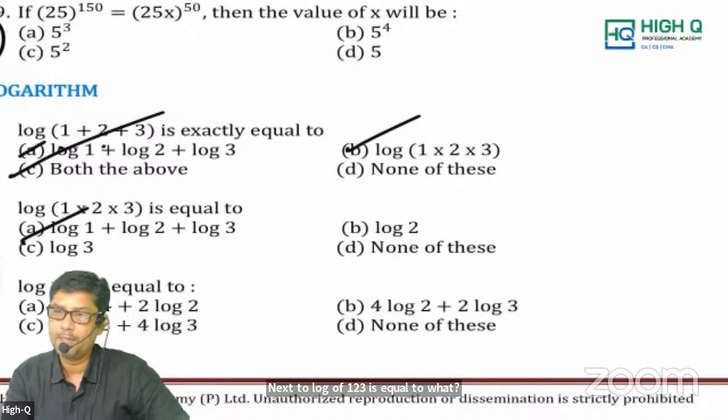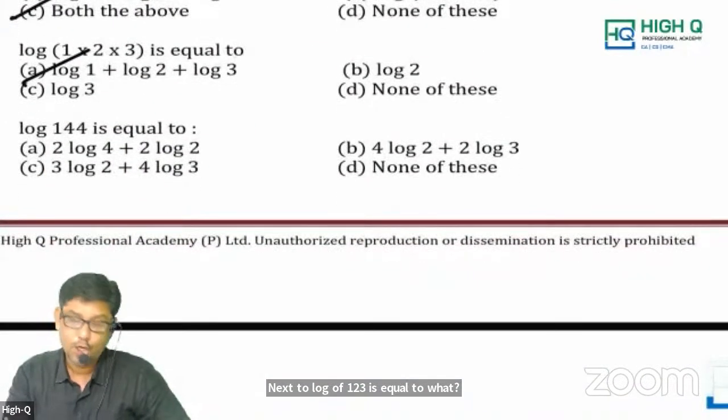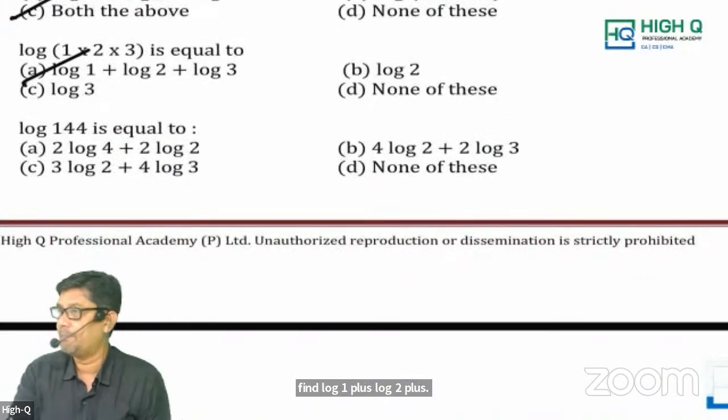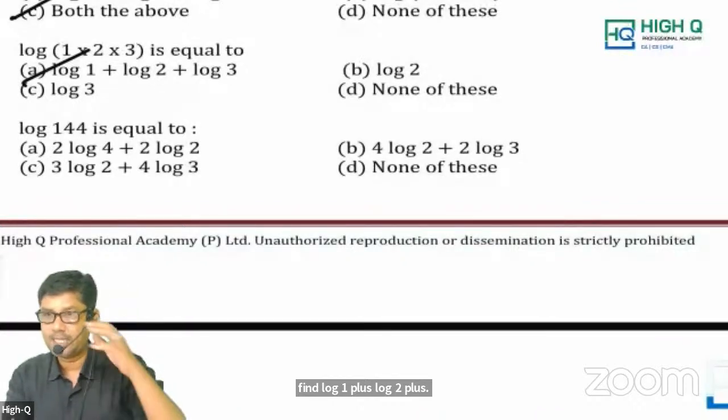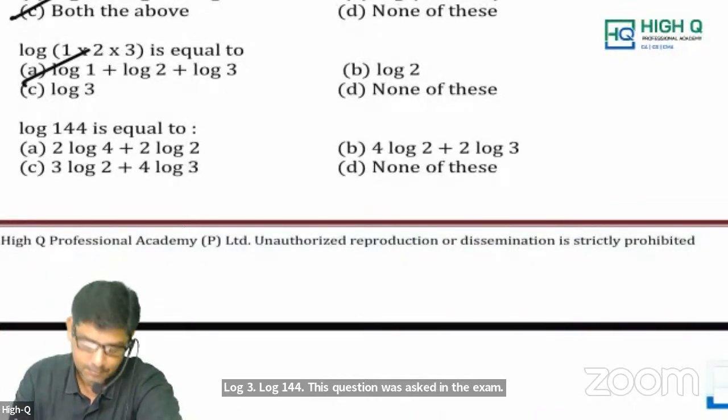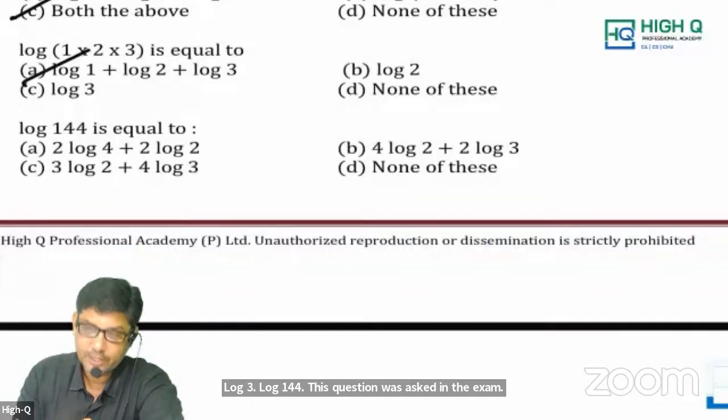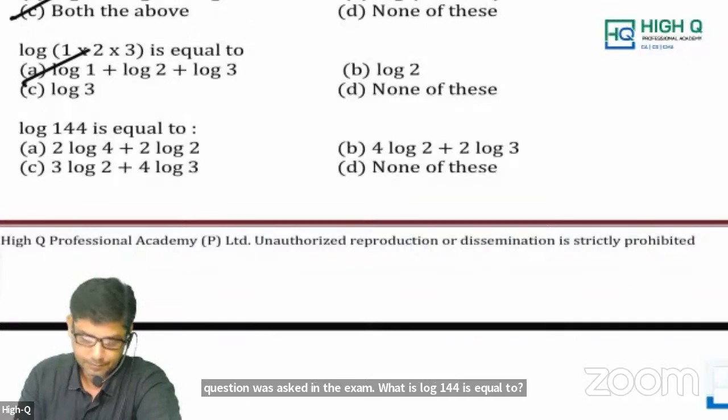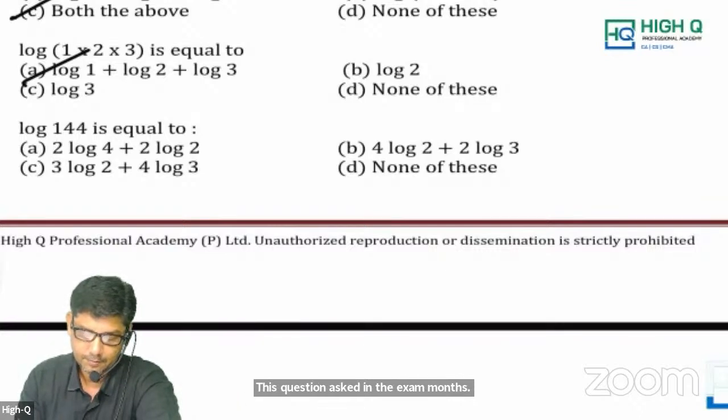Next, log of 1, 2, 3 is equal to what? Fine. Log 1 plus log 2 plus log 3. Log 144. This question was asked in the exam. What is log 144 is equal to? This question asked in the exam once. Option B.